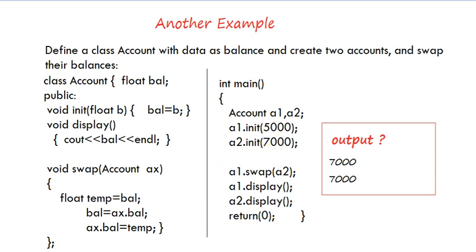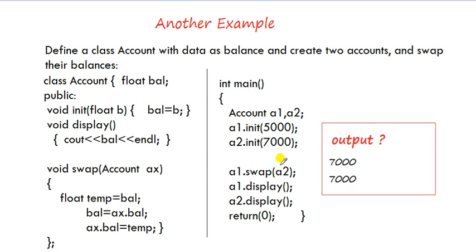A1's A is initialized to 5000, A2's A is initialized to 7000. So you can say here, now I'll demonstrate how the output is 7000, 7000. It's not the modified output you get. Why? Again the same thing. A2 is not passed as reference, A2 is passed by value.